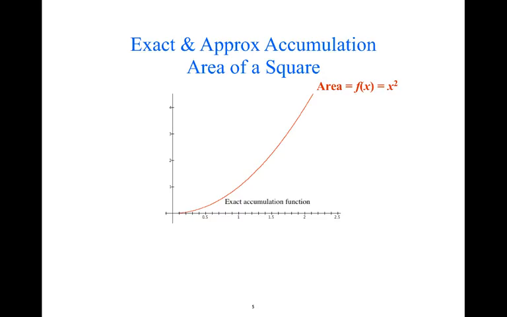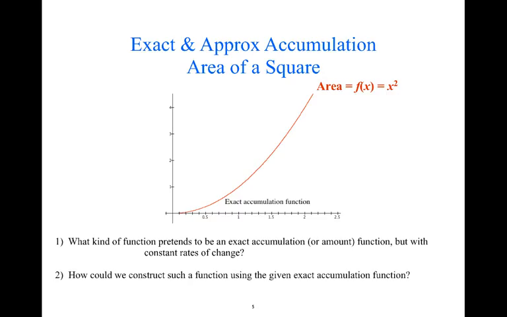You can think of it as the total area accumulated of the square, or the amount of change, because it started at 0. It could be both, right? It's net or total because the initial value of area is 0. Okay, that's at x equals 0. So what we've got is exact accumulation, whether we're saying that's net or total doesn't matter.